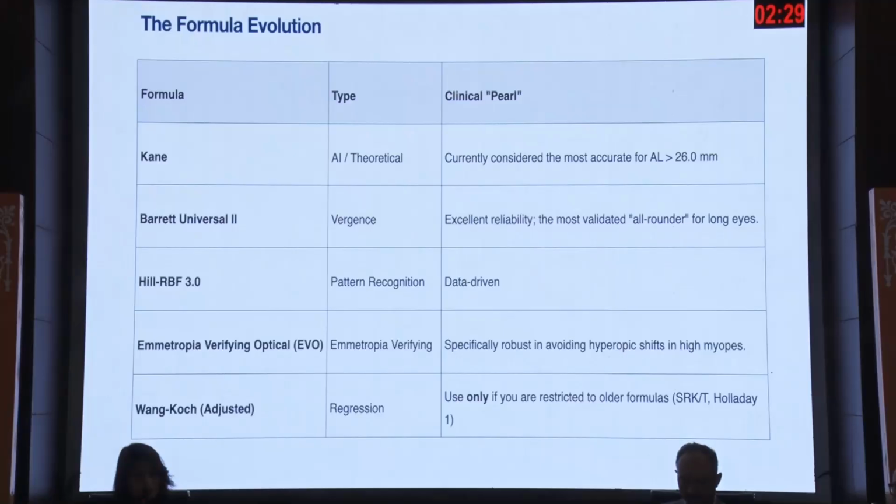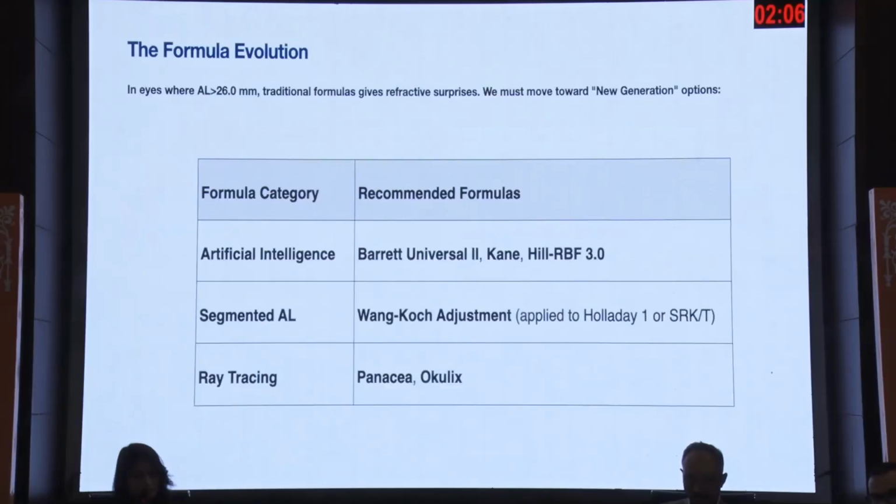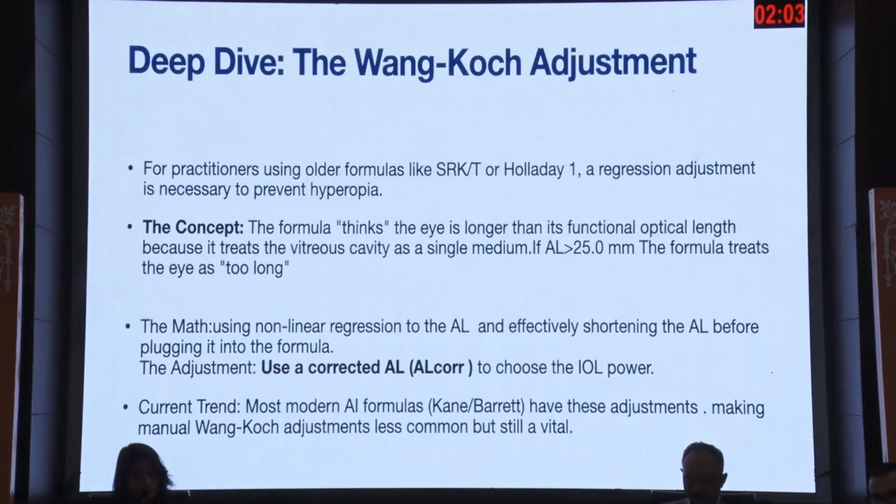Then comes the Hill RBF, AI based, data driven. Then the newer ones like the Emmetropia Verifying Optical, EVO. These are very robust in avoiding the hyperopic shifts in high myopes. And if at all we have to use the older formulas like SRK-T or Holladay 1, we have to have a Wang-Koch adjusted axial length. And what is that Wang-Koch adjustment?